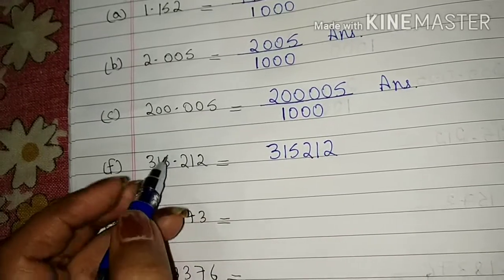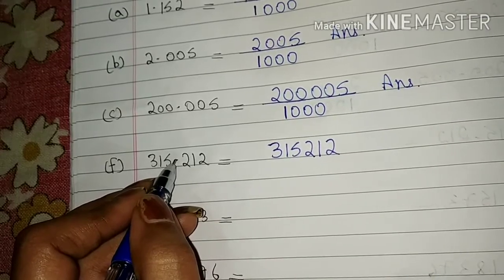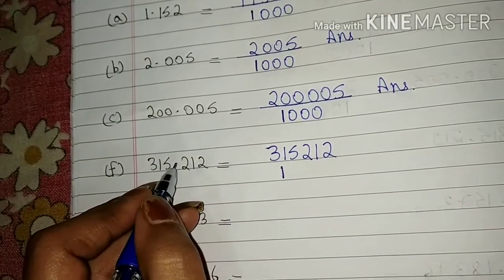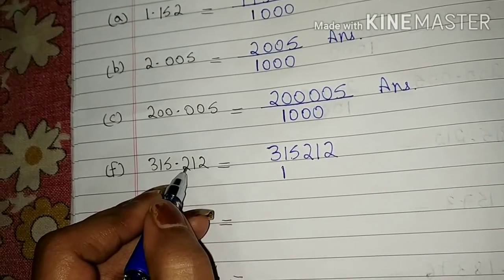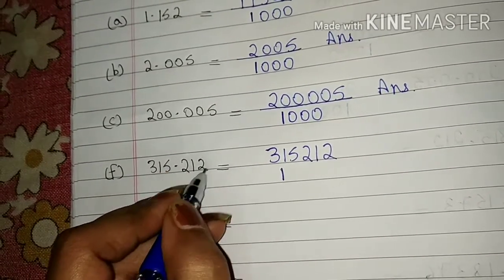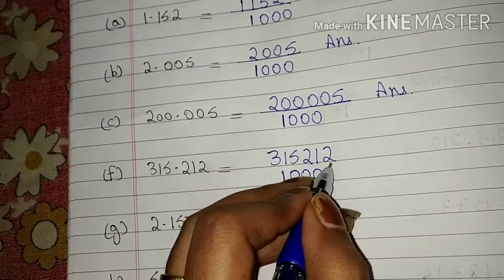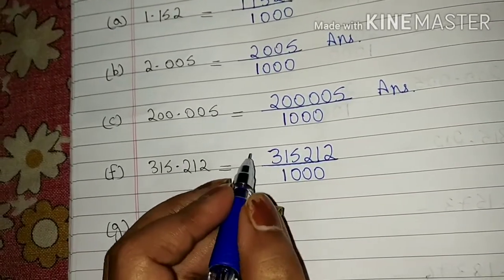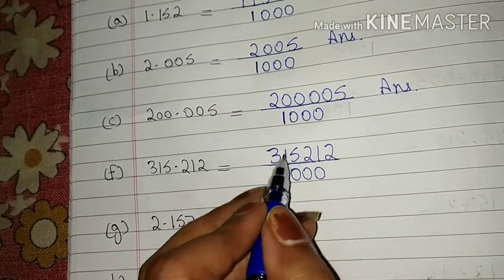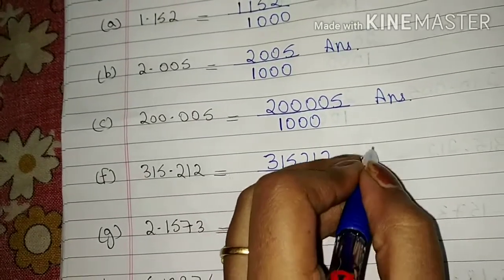Now come to the question. Students, you can see here is a decimal point. So for decimal point, we will write 1 in the denominator. Now students, you can see after a decimal point, 3 numbers are given to you. 1, 2, 3. So we will write 3 times 0 in the denominator. Now students, 315212 by 1000. This is your answer.